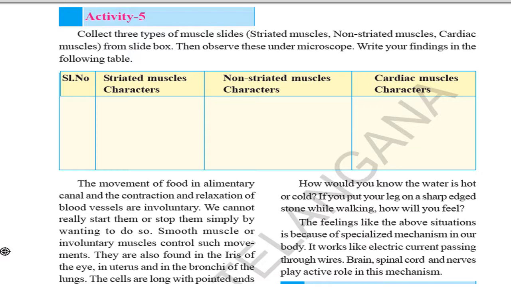The movement of food in the alimentary canal and the contraction and relaxation of blood vessels are involuntary. We cannot control it to go slowly or fast, isn't it? We cannot really start them or stop them simply by wanting to do so. Smooth muscles or involuntary muscles control such movement. They are also found in the iris of eyes, in uterus and in bronchi of lungs. Got it? Involuntary, unstriated.